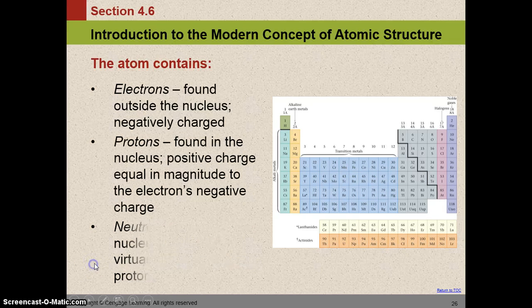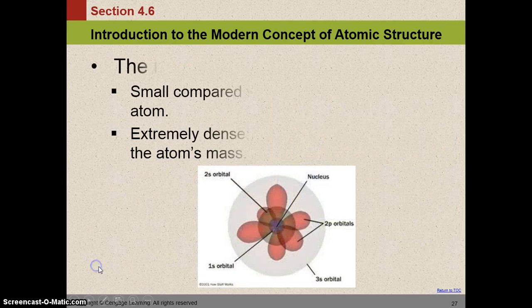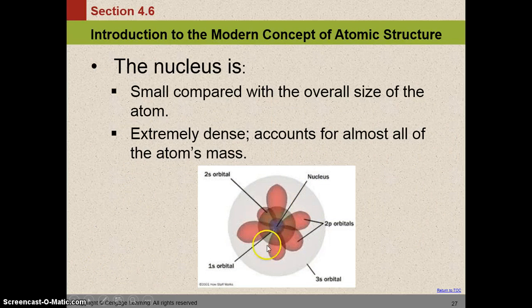So the nucleus. The nucleus is a small area compared to the overall size of the atom, and it's very, very dense and accounts for almost all the mass of the atom. The nucleus is just really, really packed together, where the electrons are in what are called orbitals, or probability areas outside of the nucleus, and they're a pretty good distance away relative to the size of the atom itself.